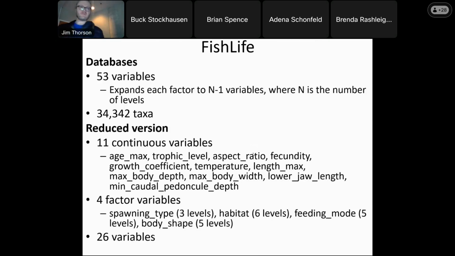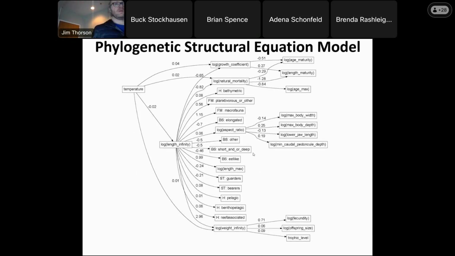So we do this in FishLife. We published this in Methods. We have 53 variables and 34,000 taxa at the time, some are continuous, some are discrete. We boil it down to 26 variables. We plug it into this software, with an a priori specified tree or graph, and this is the set of path coefficients that we estimate.